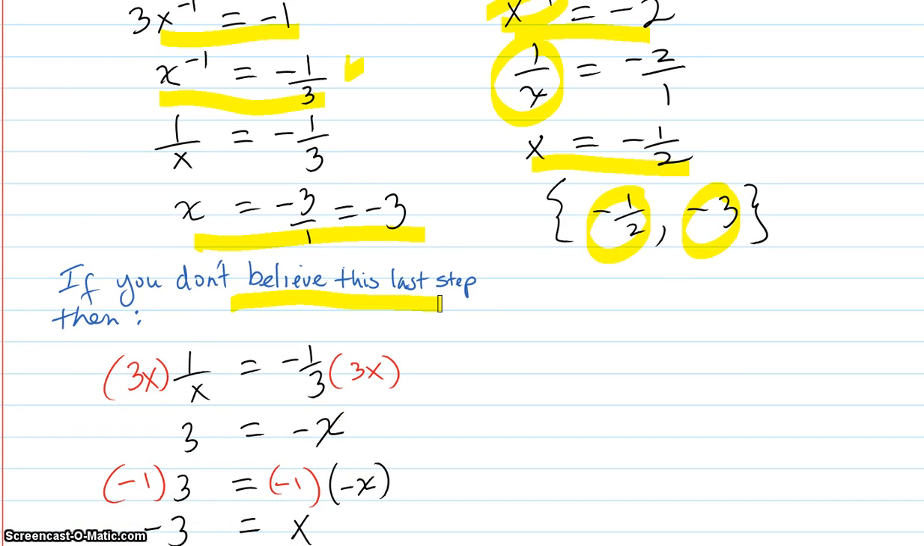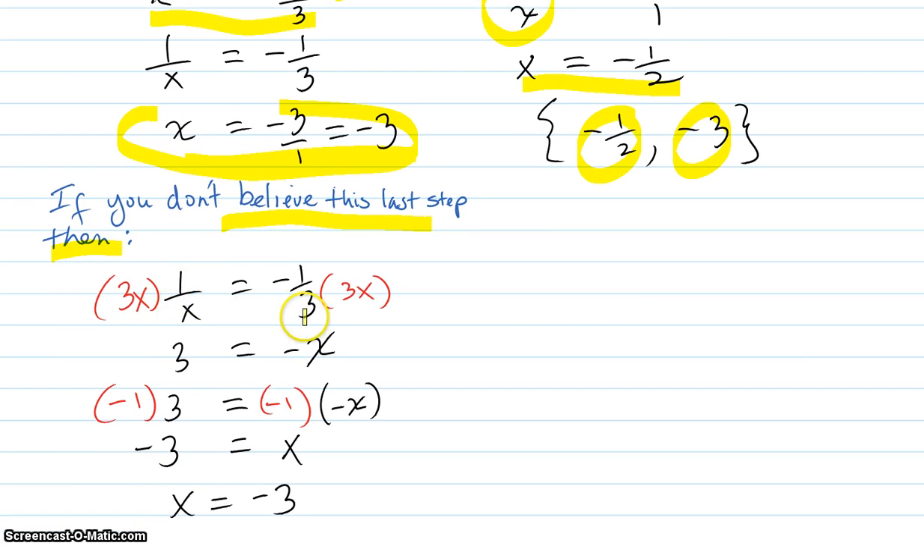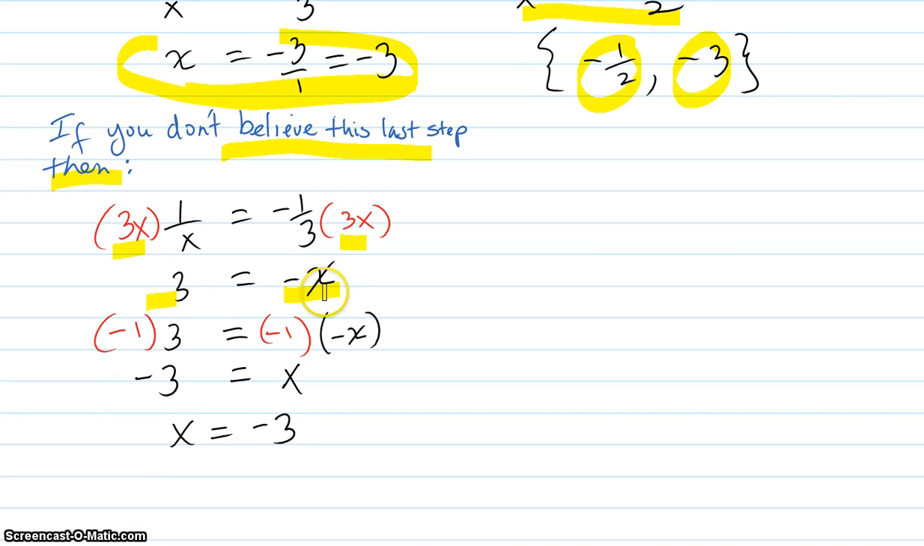If you don't believe the last step of doing this, flipping, then you take your equation, hit it with 3x on both sides, cancel out the x, you get this. You get the x on this side, the 3's cancel out, times both sides by -1, x equals -3. That's how it would work if you took more steps.